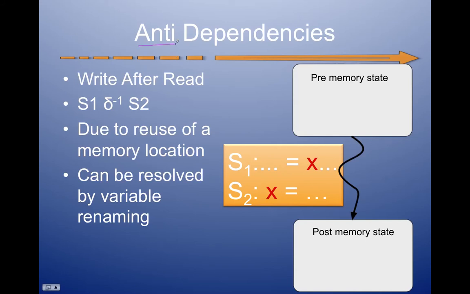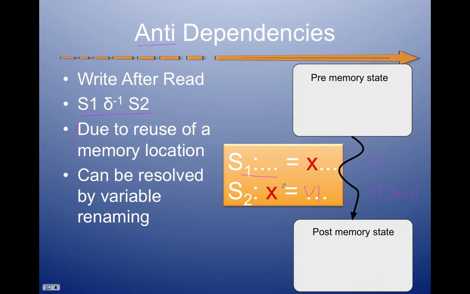Another kind of dependencies are anti-dependencies. In that case, it's denoted delta minus 1. These are not due to the computation, but due to the fact that you are reusing a memory location. So again, if I switch S1 with S2 in the execution order, I won't compute the same thing. In that case, let's assume this is producing V1. S1 here would be computing with X equal V1, which would not be producing the same state.